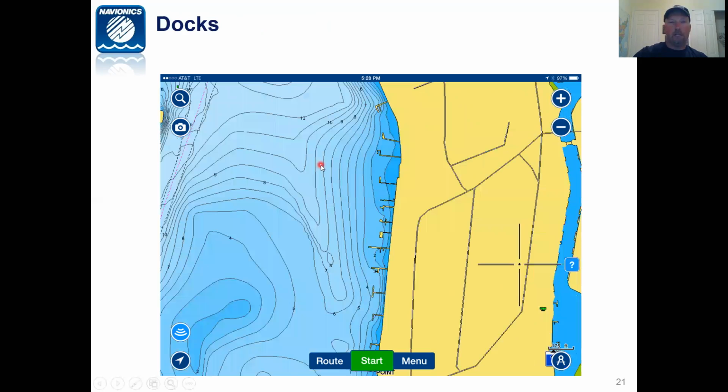I have no idea what that screen's supposed to be, so we're going to go to the one on docks. Here's the key on docks. Docks, again, structure. Fish are going to relate to structure. Bait relates to structure. It's also a place to hide.